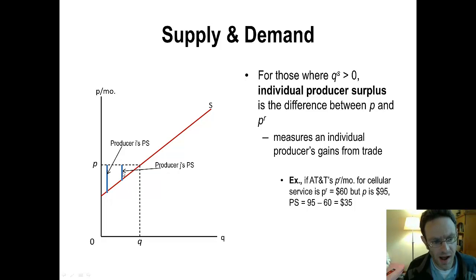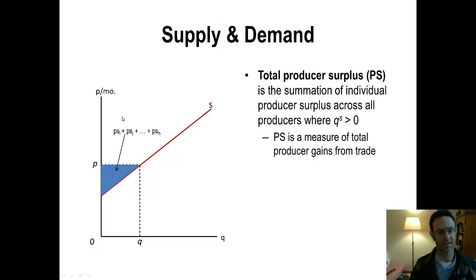These sellers as well will also realize some sort of producer surplus, but it'll be smaller. Not because the price that they receive is any lower, but the costs that they incur are higher. So they just have fewer gains that they can extract from the marketplace for any given transaction. Now, if we imagine that along the supply curve there are many sellers, all extracting some sort of surplus from the marketplace, we can add up the surplus for each of these sellers, and what we're going to see is that total producer surplus, which is just, as you can see here, the summation of each seller's surplus, is measured as the area of this blue triangle.